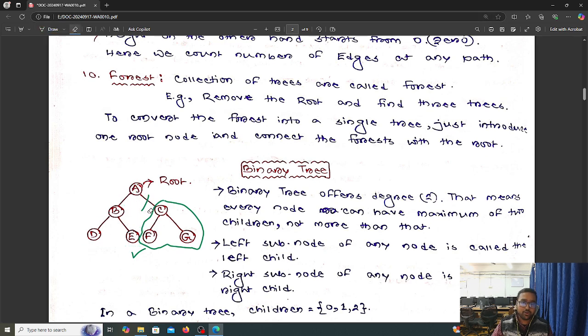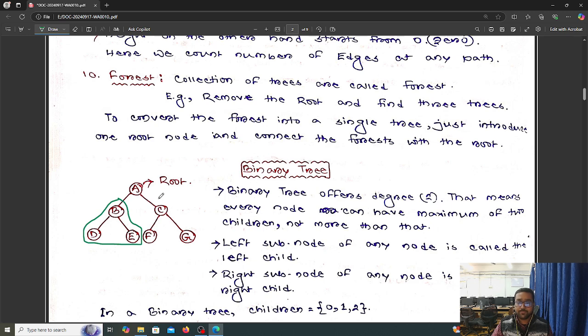Now after the basic terminologies, let us now go through binary tree. What is a binary tree? Binary tree is a type of tree that offers degree 2. That means a binary tree can have less than 2 children but not more than 2 children. So a binary tree can have a maximum of 2 children, and the left subtree of a binary tree is called the left child. Right subtree of the binary tree is called the right child, or what we can say, left subnode.